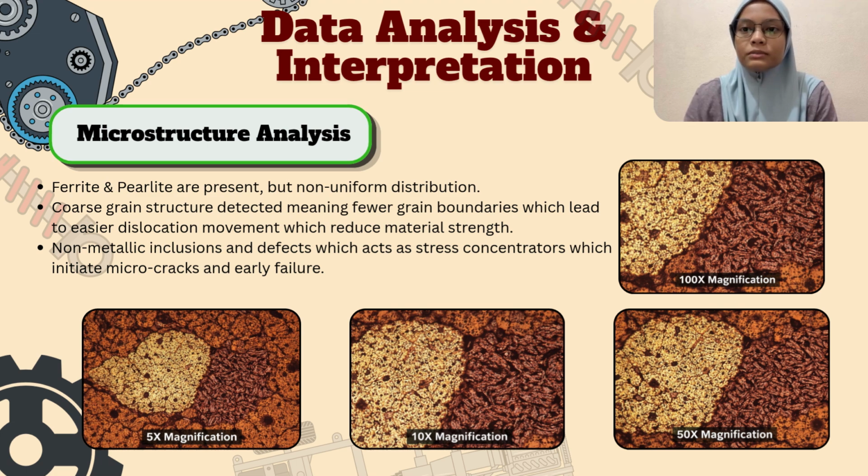This slide shows the microstructure of the steel samples. We can see that ferrite and pearlite phases are present, but they are not evenly distributed. The grains are relatively coarse, which means there are fewer grain boundaries to stop dislocation movement, resulting in lower strength. In addition, non-metallic inclusions and defects are observed, which act as stress concentration points. These defects can initiate microcracks, leading to early failure of the material during service.